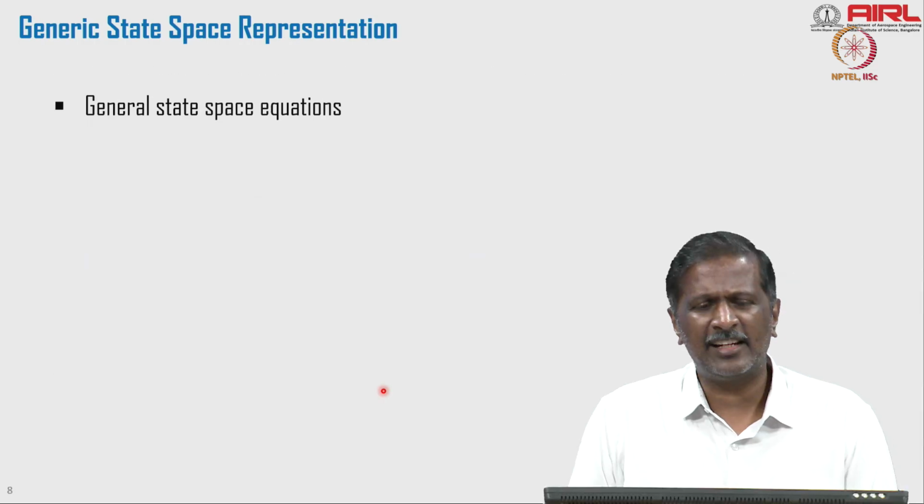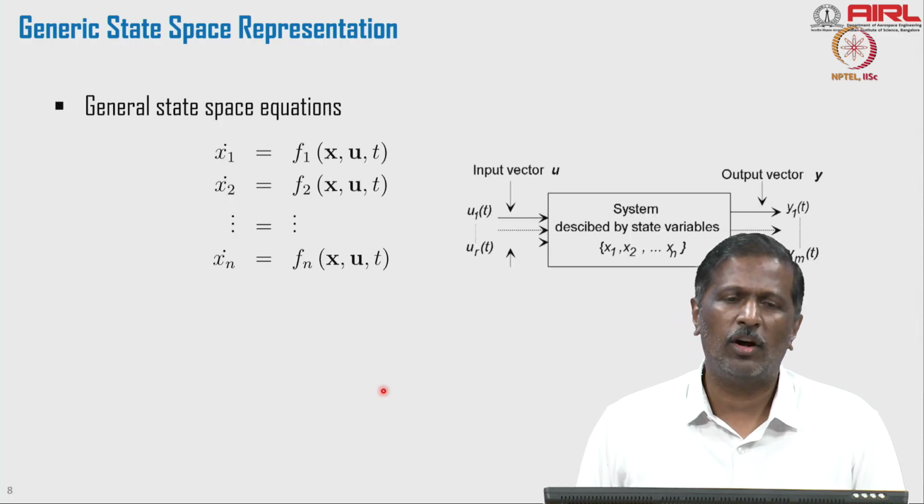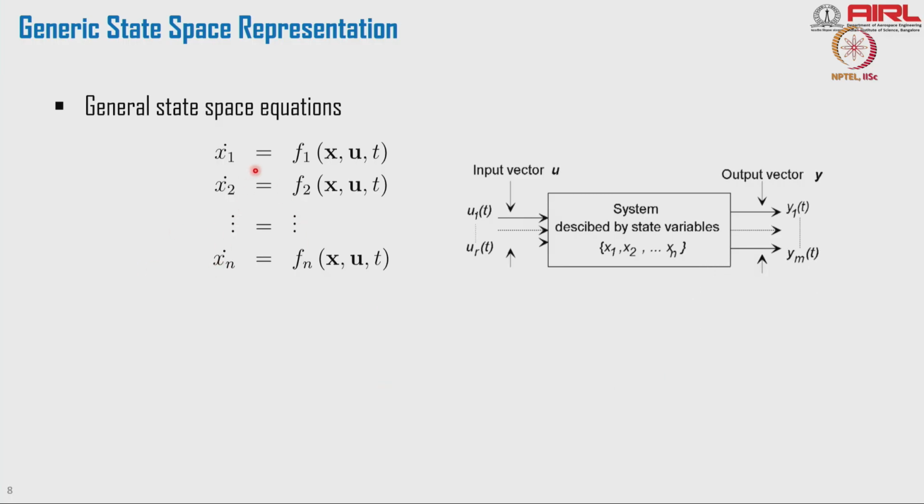Now, the general state space representation. I am looking at a generic nonlinear system. There are n state variables x1, x2, to xn. x1 dot is equal to f1 of x, u, t. Similarly, xn dot is fn of x, u, t. There are r inputs u1, u2, u3, u4 to ur of t, that is my input vector. I have a system described by n state variables x1 to xn, and m outputs going from y1 to ym, right.